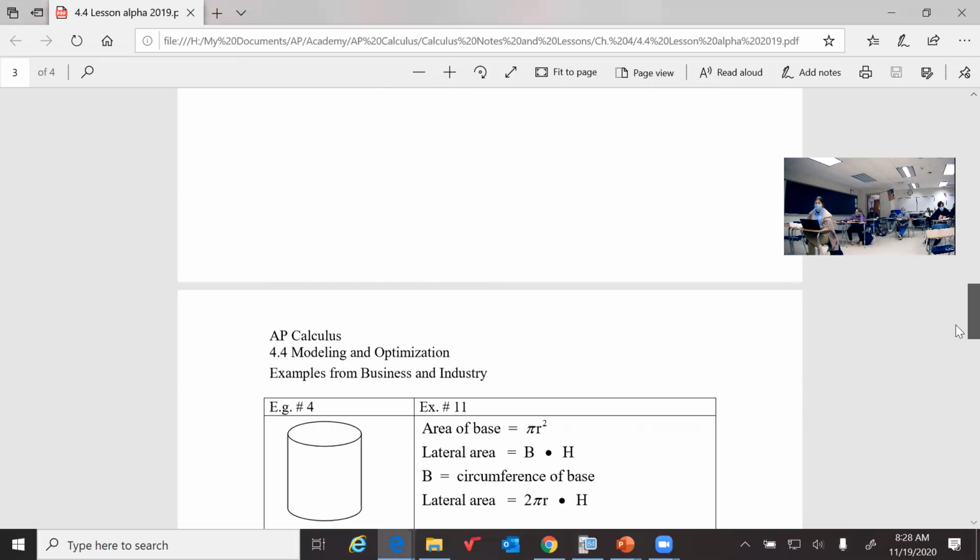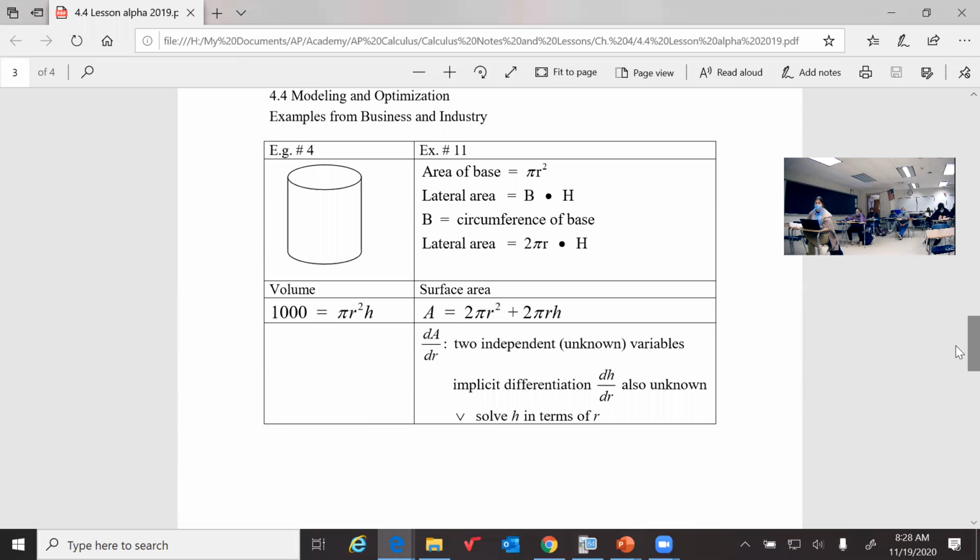So that is example 4. So we're on page 221 at the bottom. You want to build this can, okay? You want to build this aluminum can, and you want to minimize the amount of aluminum. This is a very practical problem.